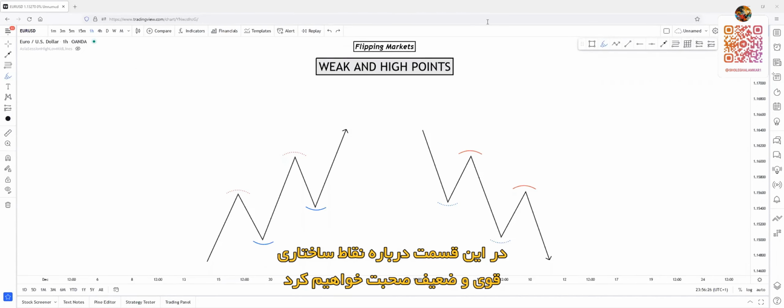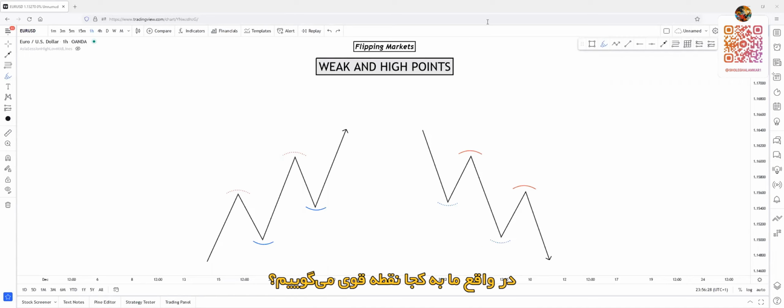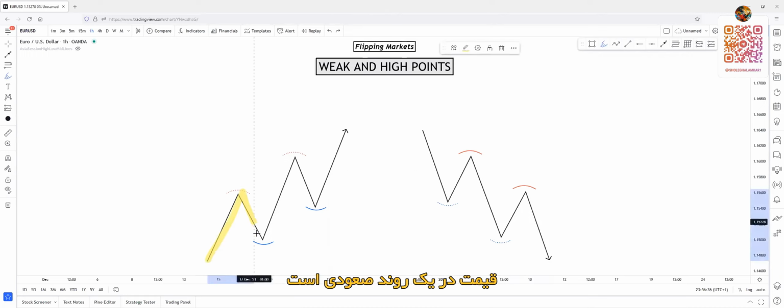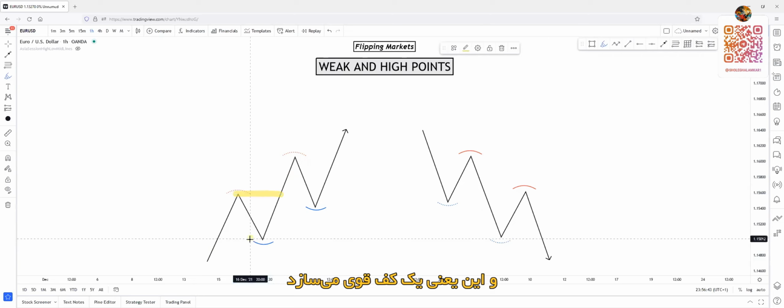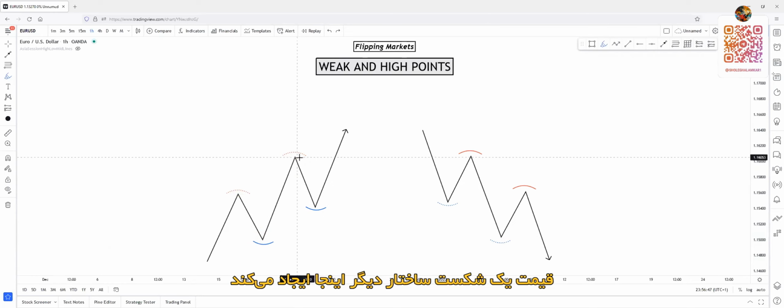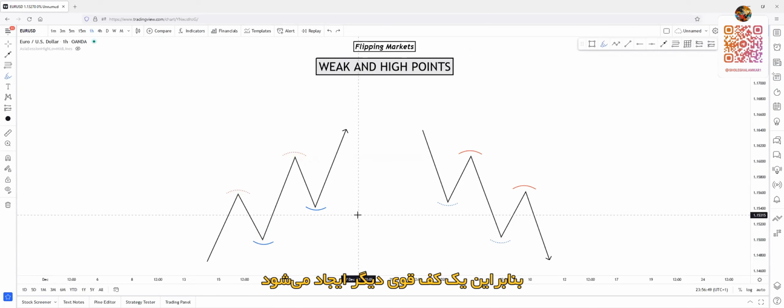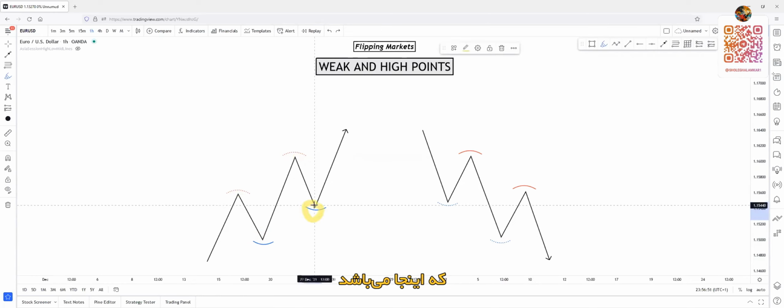We will talk about the weak and the strong structural points. So actually, what do we call a strong point? In a bullish example, if price breaks structure to the upside, it will create a strong low. As you can see in this example, price is moving in an uptrend, breaking structures to the upside. Price broke structure here. So this means it created a strong low. This will be our strong low. Price created another break of structure here. So this means it created a new strong low, which will be this one.